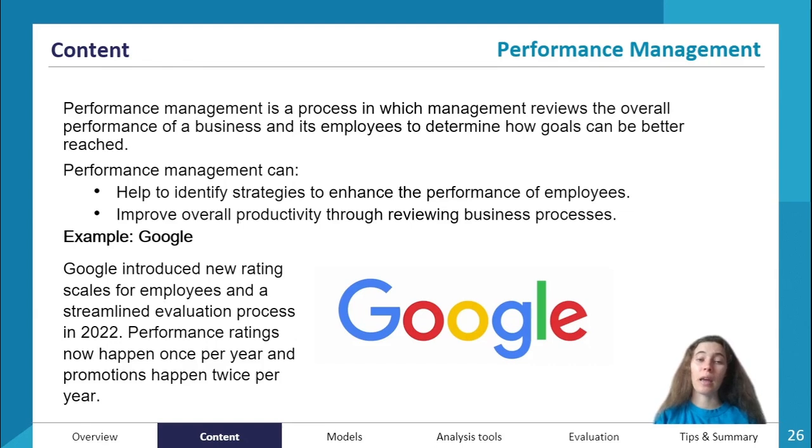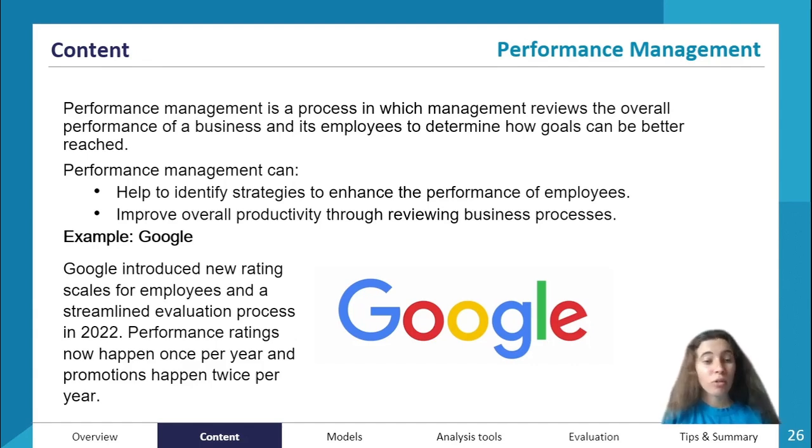So, performance management can identify strategies to enhance employees' performance, and it can also improve overall productivity in the business by reviewing the processes that the business uses and perhaps identifying ways that those could be changed, maybe through automation, through technology, through changing the organizational structure, streamlining things in that way. So all of those things that we've looked at earlier with those different factors that could be drivers of change, they could be relevant here when you're looking at performance management as well.